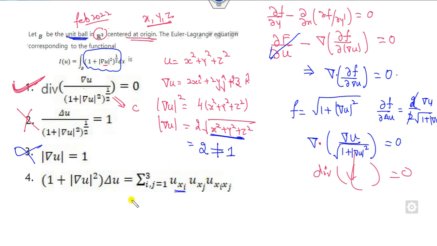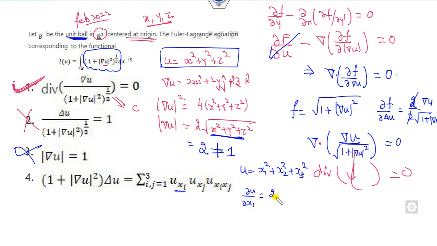How do you find this? u of xi. If I consider u of this xi, that is my x, or you can simply take it as this. This is my u. So what is the partial derivative with respect to x1? 2x1. Similarly, x2. What is the xi xj? 0. So this part is 0. So this is 2 only when i is equal to j.